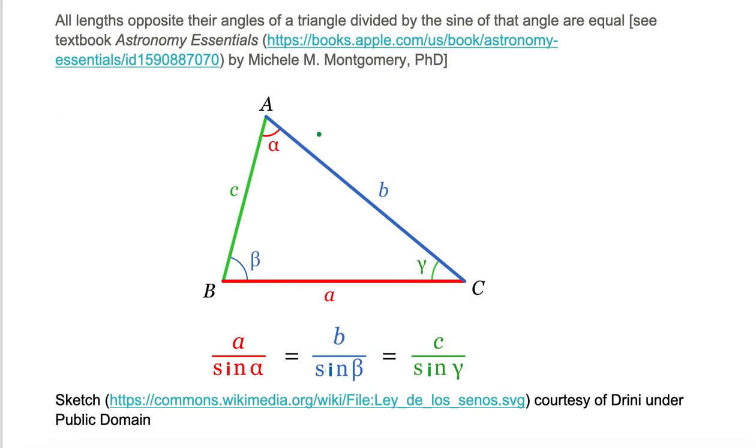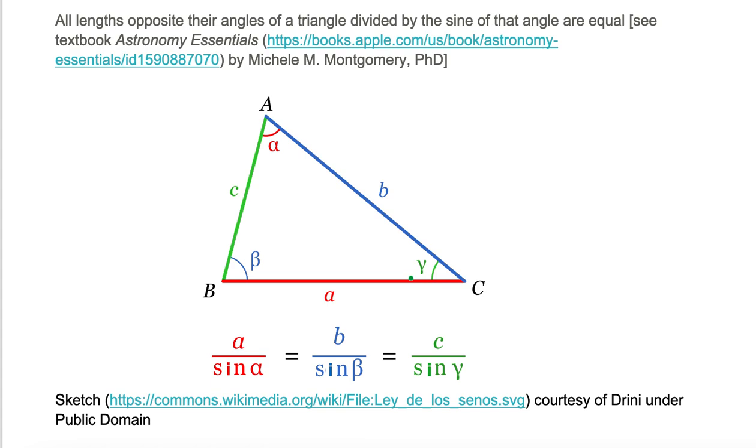Here we're looking at a triangle that has sides A, B, and C in colors red, blue, and green respectively. The triangle also has angles alpha, beta, and gamma in colors red, blue, and green respectively.